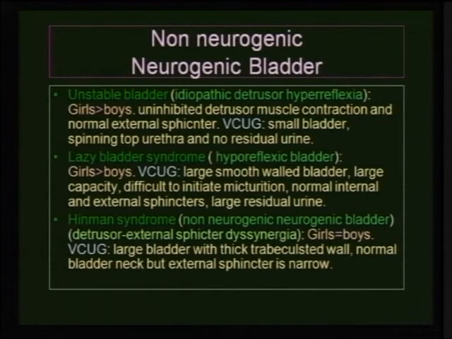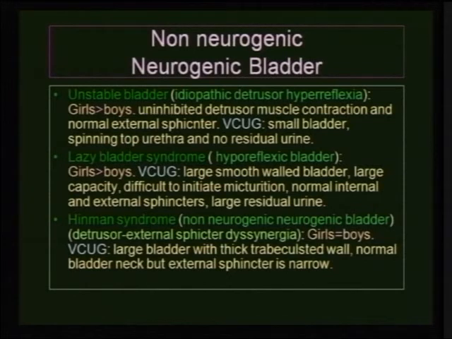Lazy bladder is the reverse, hyporeflexia. You put about 1,000 ml, and you see that the bladder is distending the whole abdomen, and he or she is not feeling anything, no desire to pass urine. And in the end, we have to push them to pass urine. They push a little bit of urine outside, then they stop micturition. There will be a large residual urine. There is nothing wrong with the internal or external sphincter, but the muscles are very floppy muscles, hyporeflexia.